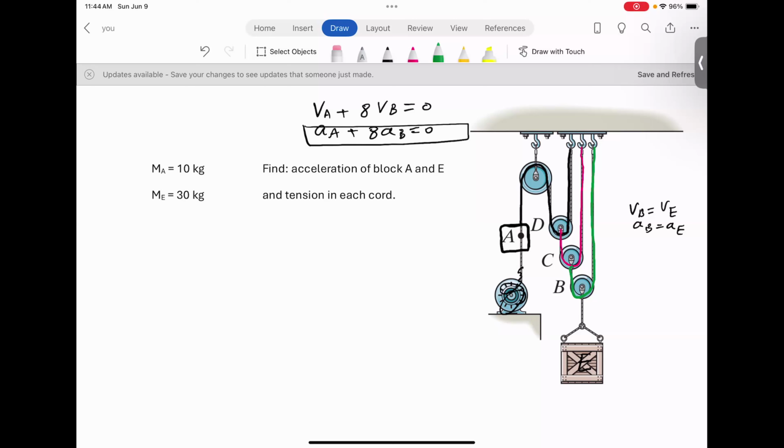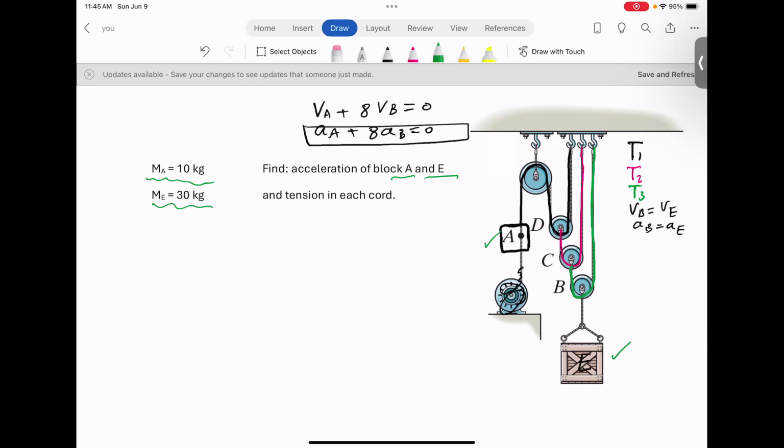So the black rope tension, I'm going to call T1. The red rope, I'm going to call tension T2 because they're all different. And the rope in green, I'm going to call tension 3. Okay? All right. So the goal is, if the mass of A is 10 kilograms and the mass of E is 30 kilograms, the mass of B, E and B in a way when we do the simulation are the same thing, is equal to 30 kilograms, then what would be the acceleration of each block?